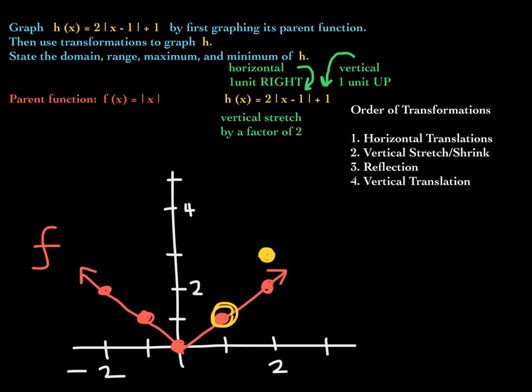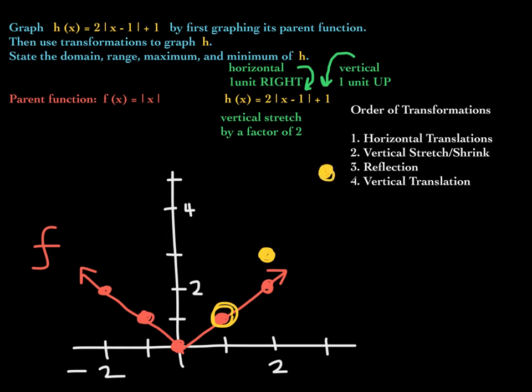2, 3. Let's go for this point. 2, 2. 1 unit to the right. That's 3, 2. Now vertically stretching it by a factor of 2, you're going to multiply your y value, which is 2, by 2, which will give you 4. So 3, 4. All right, 3, 4. But don't forget, we have to vertically move it up 1 unit. So finally, it's at 3, 5. Maybe about right there, give or take.